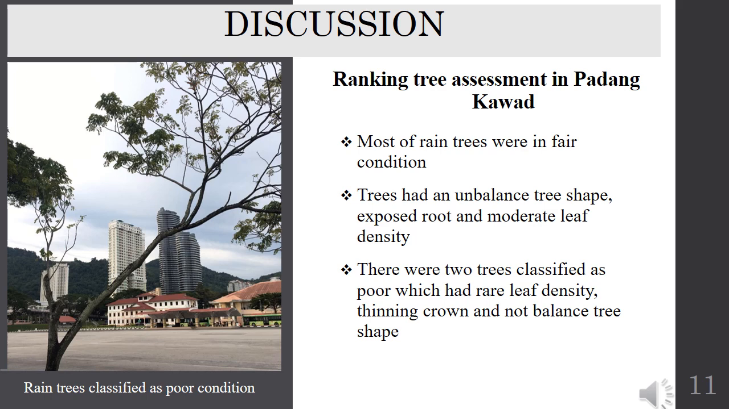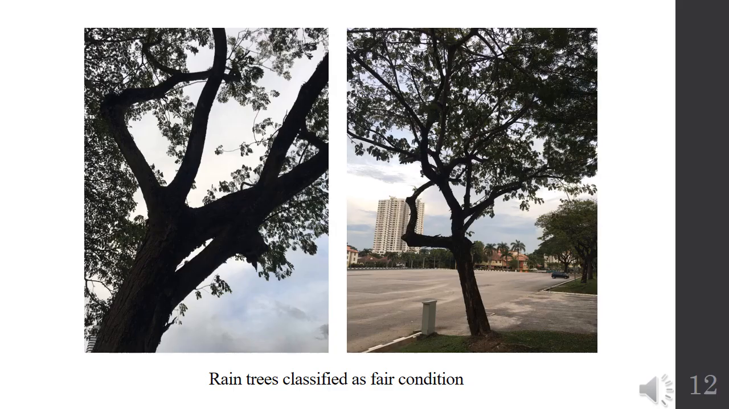For ranking tree assessment in Padang Kawat, most of the rain trees were in fair condition. Trees had unbalanced tree shape, exposed root, and moderate leaf density, and there were 2 trees classified as poor which had rare leaf density, thinning crown, and not balanced tree shape, as in the picture shown above. These 2 trees are examples of rain trees classified as fair condition. As we can see, it has a thinning crown and also moderate leaf density.